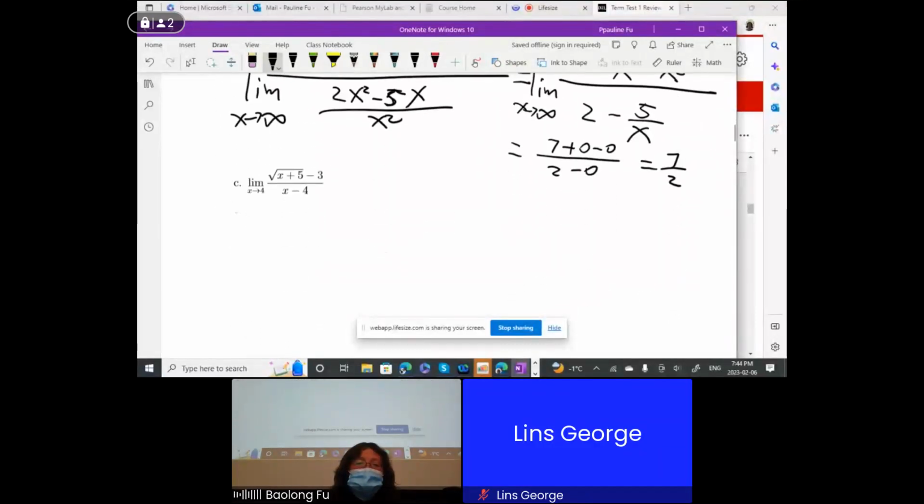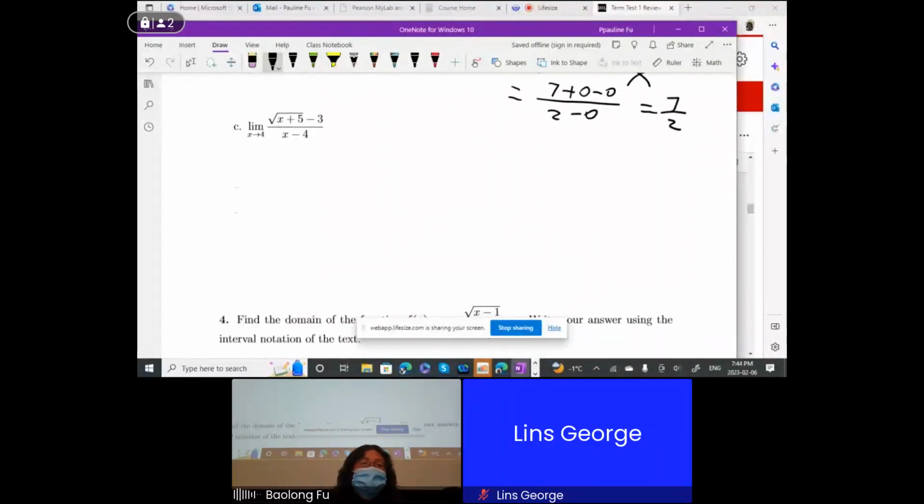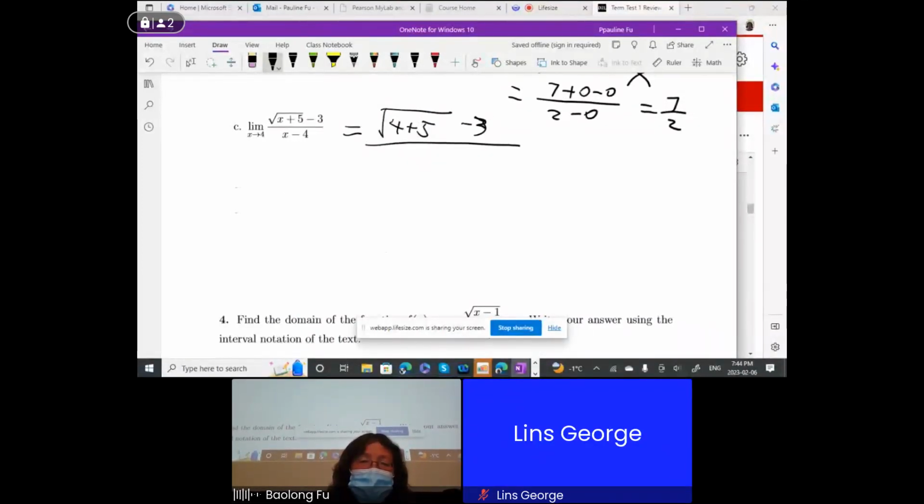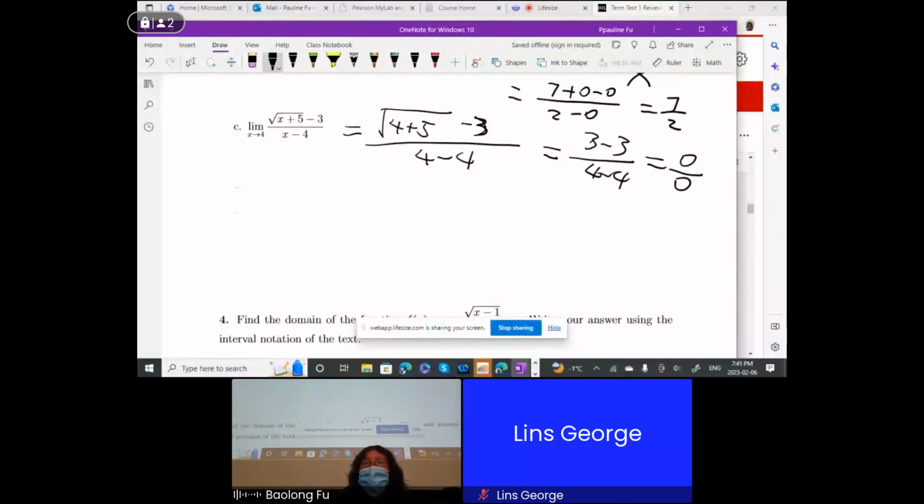Okay, question C. Find the limit. So first, when you try to directly plug in x equal to 4, you would get the square root of 4 plus 5, minus 3, over 4 minus 4, and you will get 0 over 0, undefined. And that alerts you, you need to do some manipulation.